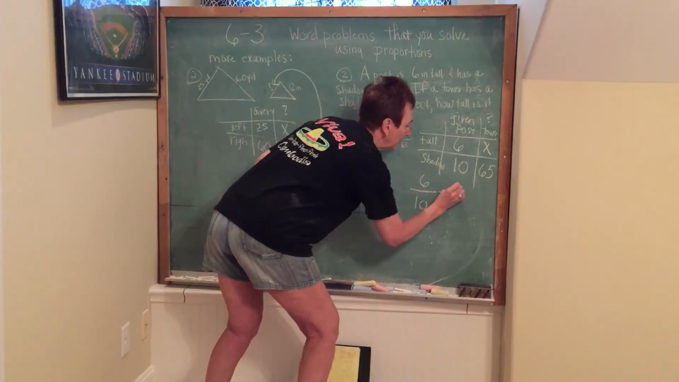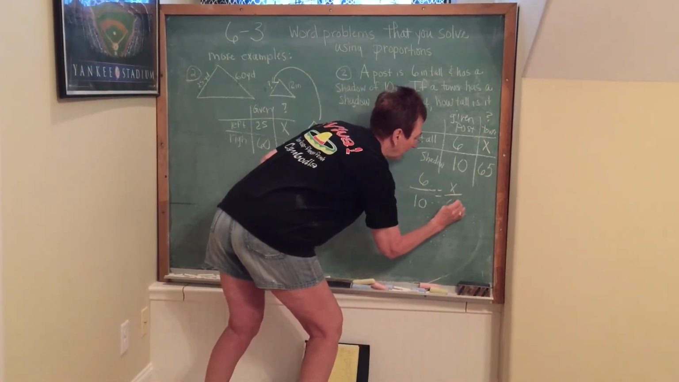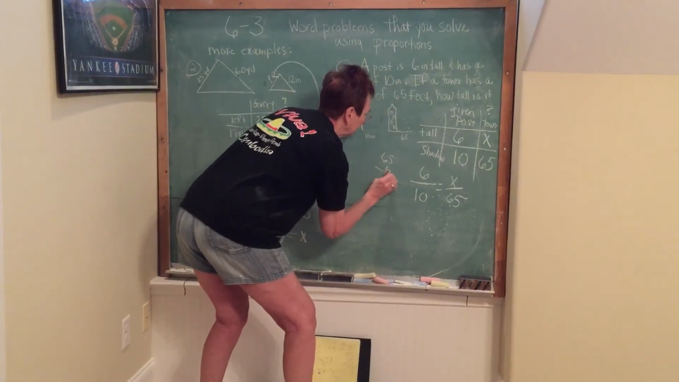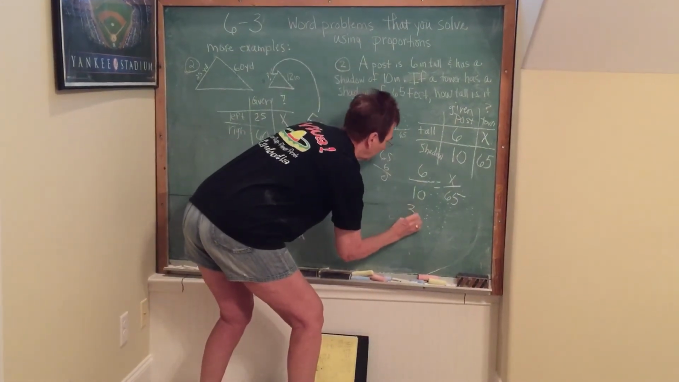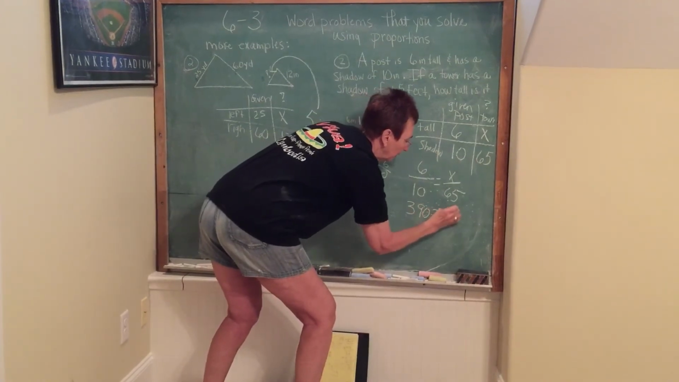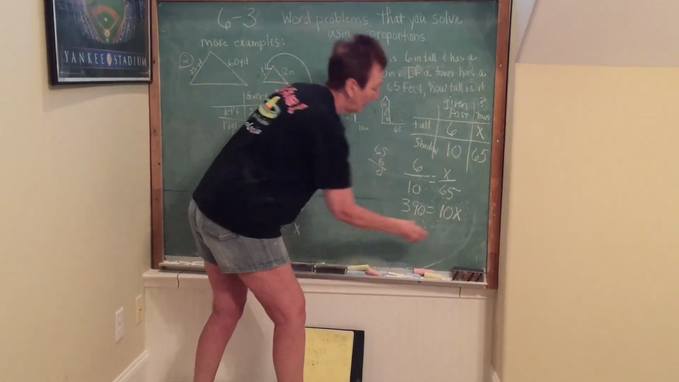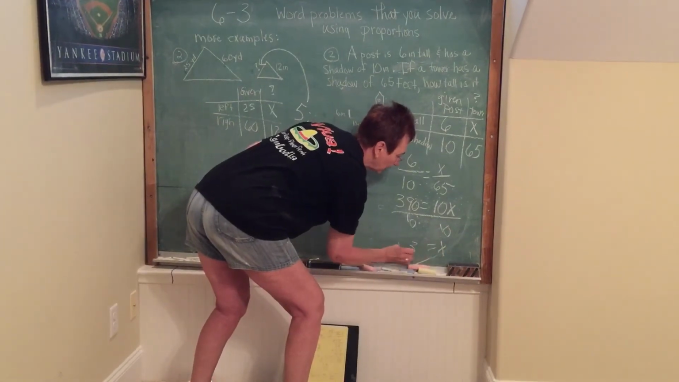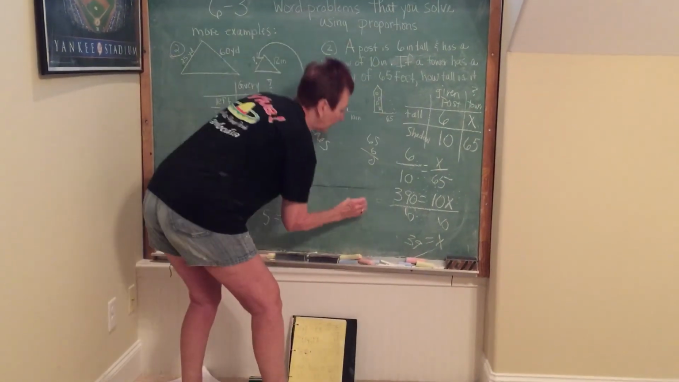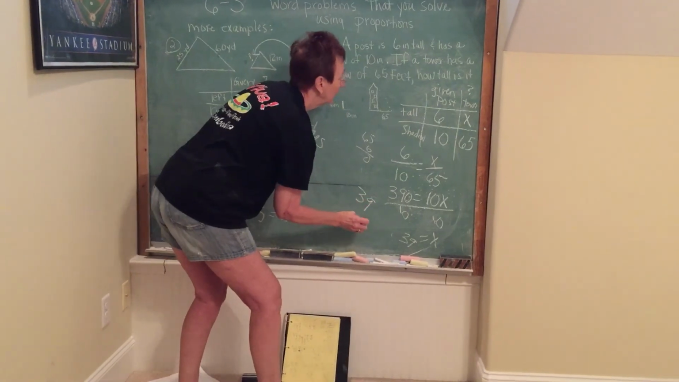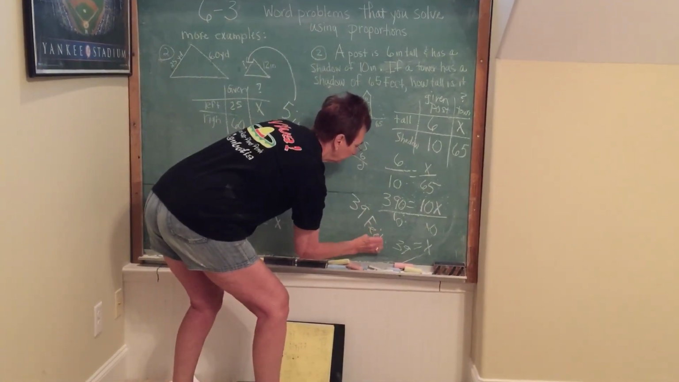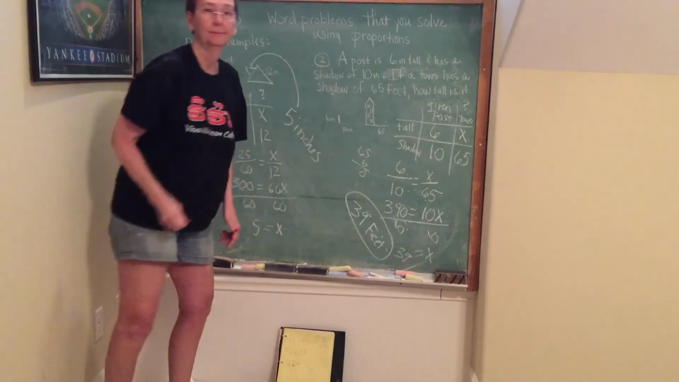6 over 10 would equal x over 65. Cross multiply. 390 would equal 10x. Then divide to solve for your x. And you'll get that x is 39. So my tower is 39 feet tall. And there you go.